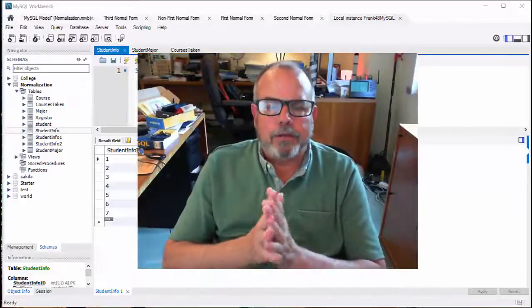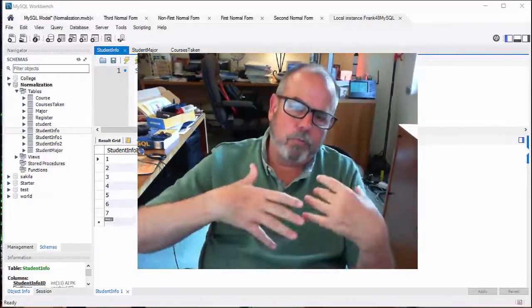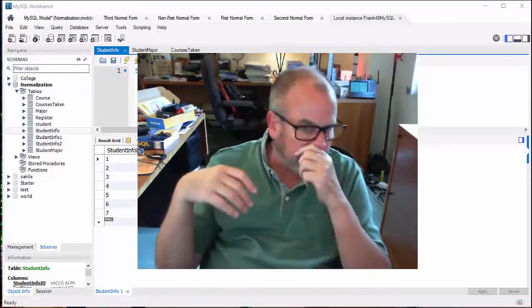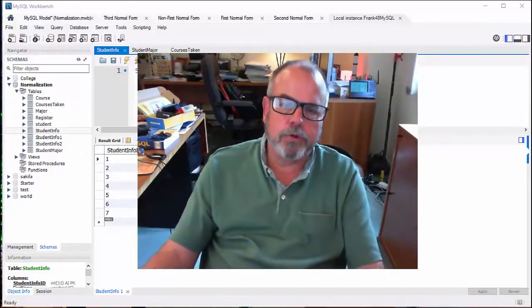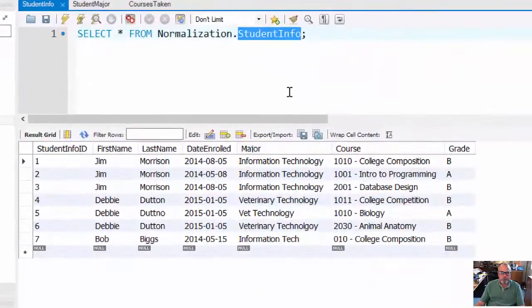Okay, now we're going to take a look at second normal form. This is one step above first normal form. And just to refresh, here's our student info table, which is a table in first normal form. And the problem with it was it has a lot of duplication of information.